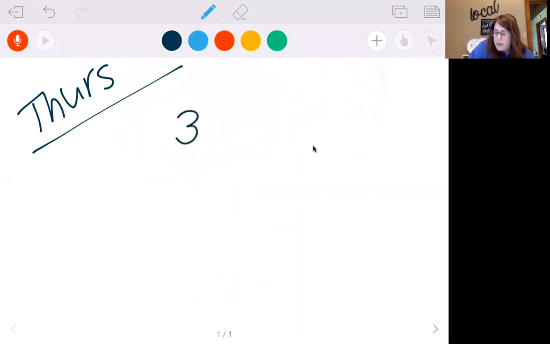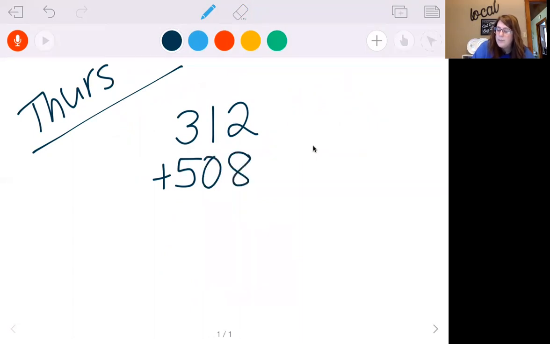So let's do 312 plus 508. There we go. Let's try that one. 312 plus 508. So we're going to start in our ones column, which is right here. Then we're going to add 8 plus 2. I get 10. So I'm going to pull my 0 down here, and I'm going to carry my 1.